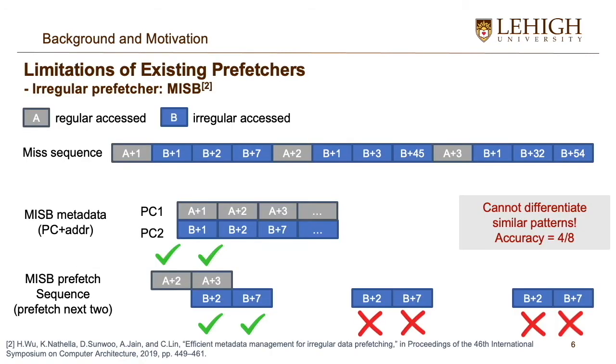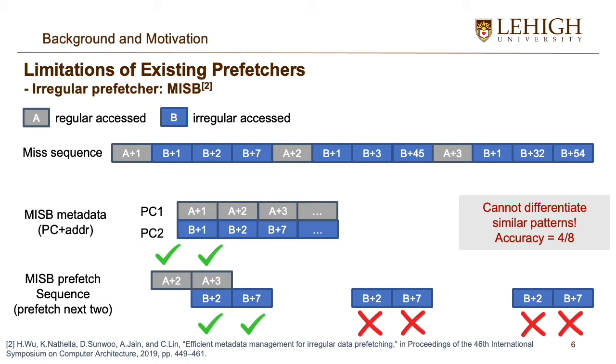The managed irregular streaming buffer, MISB, is an example of a temporal prefetcher designed for irregular memory access patterns. MISB manages metadata using program counter and memory addresses. If arrays A and B are fetched by different program counters, they can use different on-chip cache sets to store the correlation addresses. However, since the metadata is managed by address pairs, each address will only have one entry with each PC. For irregular applications such as graph analysis, this PC localization method cannot always differentiate similar access patterns.